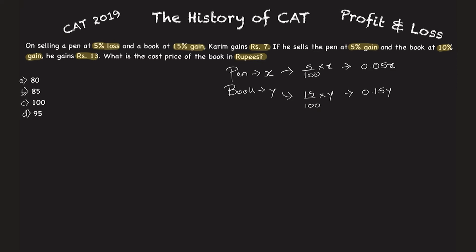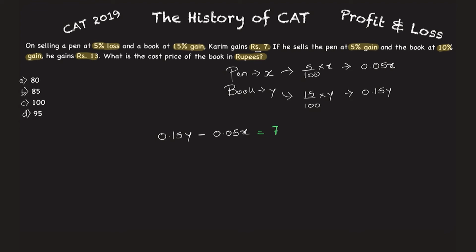So Kareem gains rupees 7. 15% of Y is his gain, and you subtract 5% of X from this, because he made a loss there. Say he earned 10 rupees from this and lost 5 rupees from the other, overall he got 5. This is just an example to make you understand how things are happening. The overall is given in terms of value. It is equal to 7 rupees.